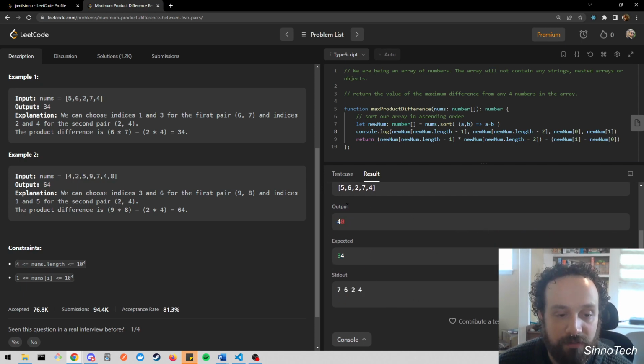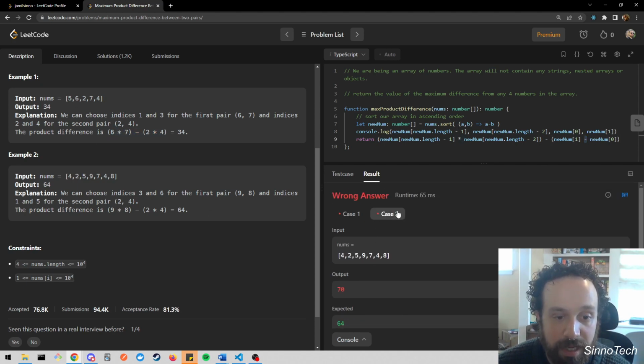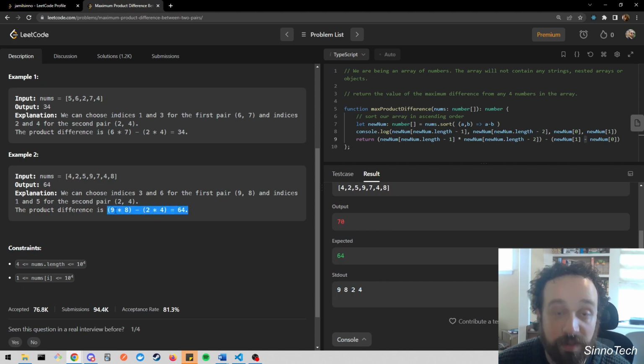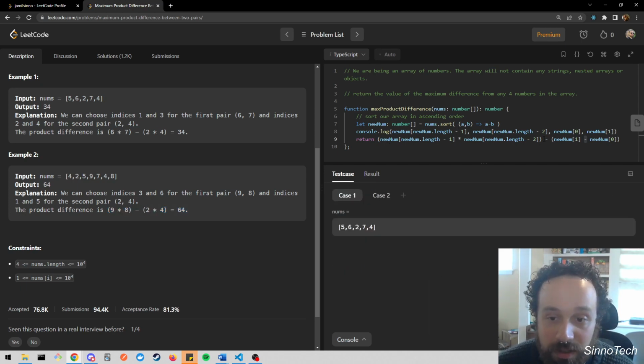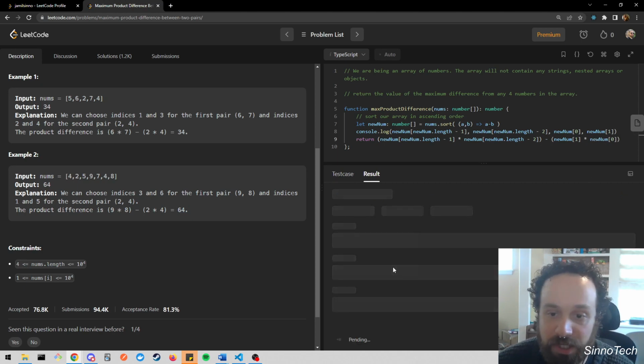Output was 40, expected 34. So something is wrong in our example, but I'll take a look at that in a moment. But take a look at this. 7, 6, 2, and 4, right? They are multiplied by each other, right? Those are the numbers that we were expecting. In case number 2, 9, 8, 2, and 4, also the numbers that we are expecting. But I guess my math is wrong. So let's try and figure out where my math went wrong. It is because that is a negative instead of a multiplication, right?